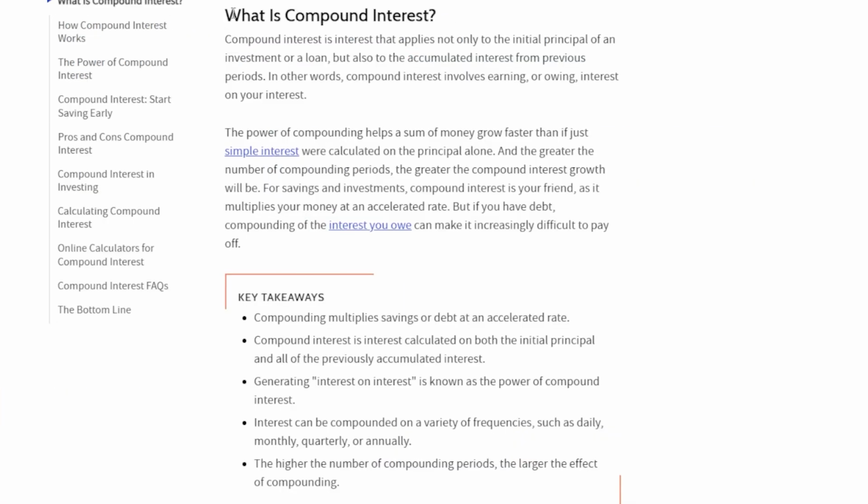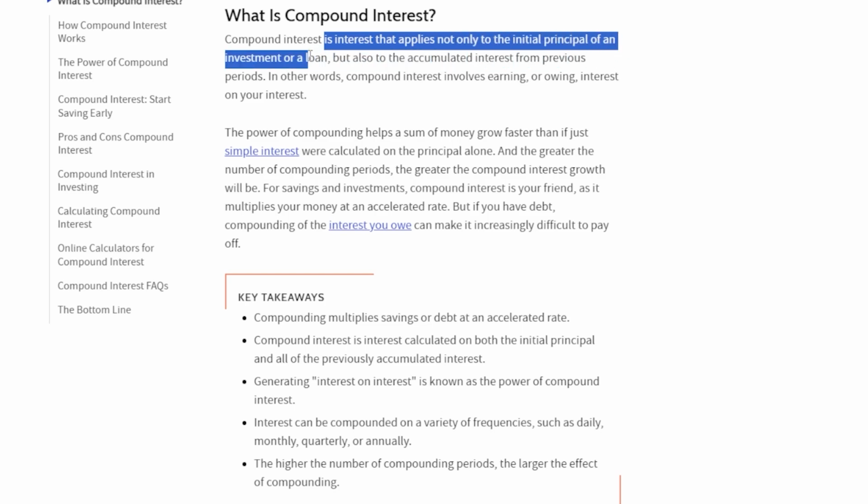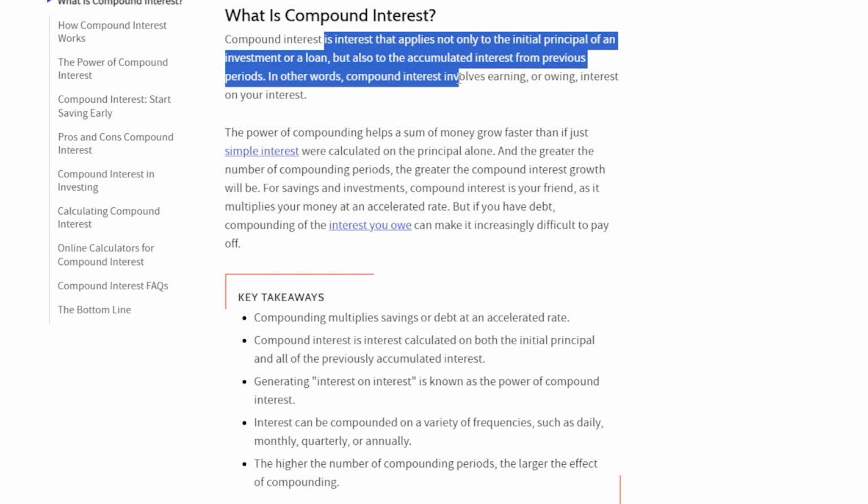Now, before we go over the dividend calculator and I show you exactly how it works and why I think it's so important, especially in your early days of investing, let's talk a little bit about what the dividend calculator is really going to show us. It's going to show you the power of compound interest over time, which is interest that applies to not only the initial principal of an investment or loan, but also the accumulated interest from previous periods. In other words, compound interest involves earning and owing interest on your interest.